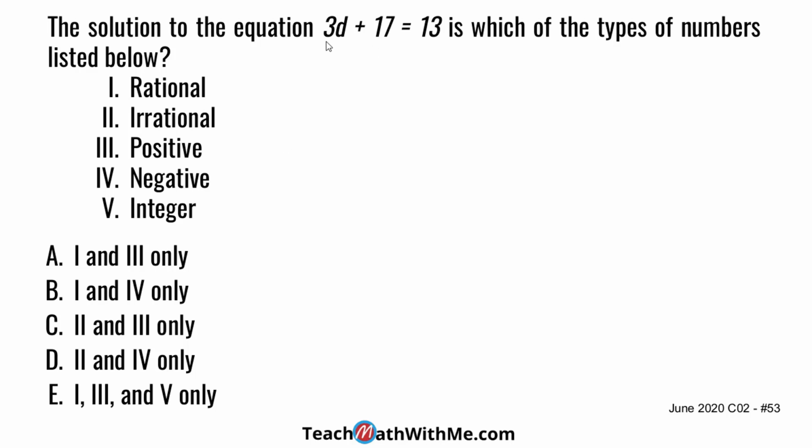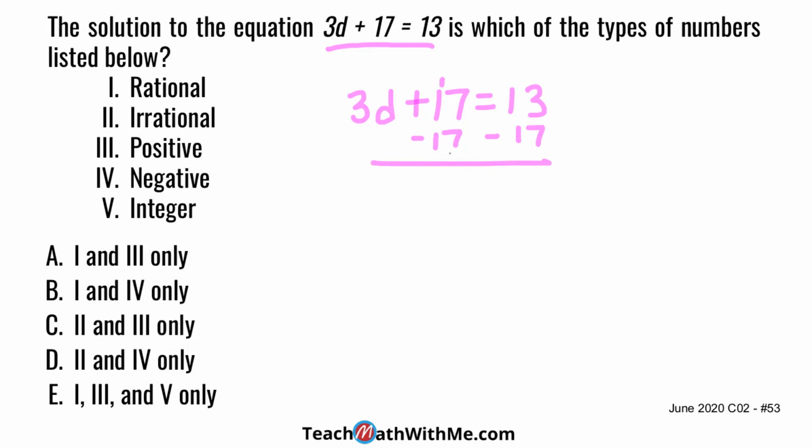So the first thing we have to do is find the solution to this. We need to find what d is. This is just an algebraic equation. We're going to subtract 17 from both sides, and we get that 3d equals negative 4. Make sure when you subtract, 13 minus 17 is negative 4. Divide both sides by 3, and we get that d equals negative 4/3.